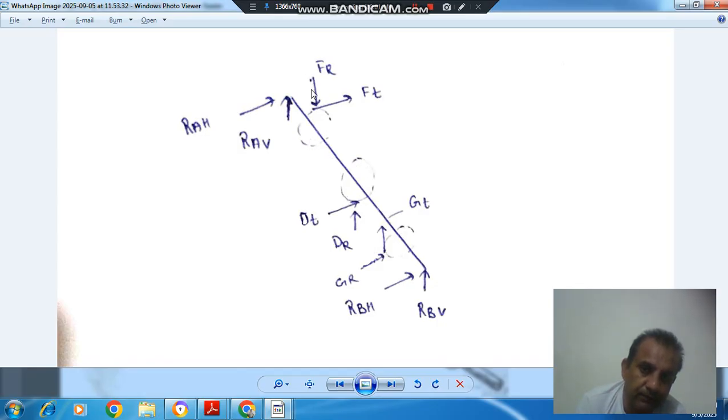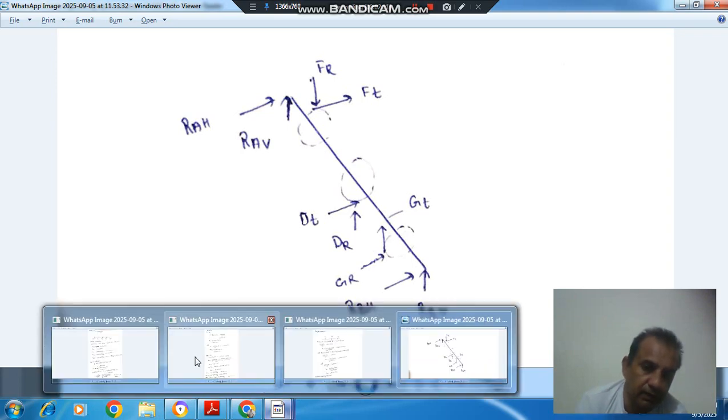FR is the radial force caused by the gear above F, and GR is the radial force caused by the side gear on G. RBV and RAV are vertical reactions on the bearings. RAH and RBH are horizontal reactions on the bearings.